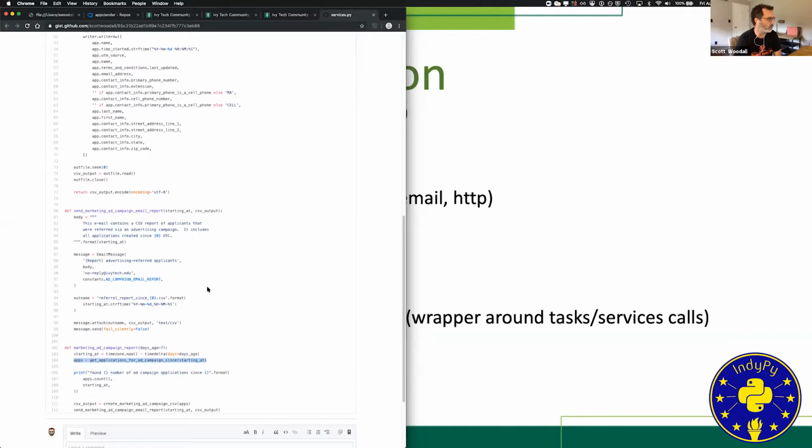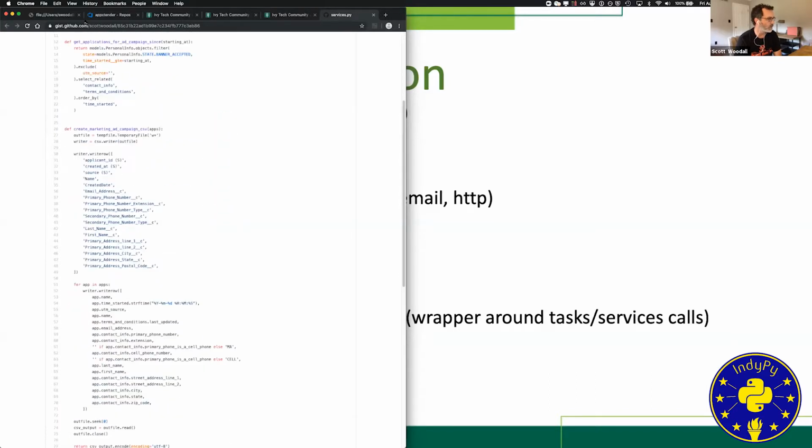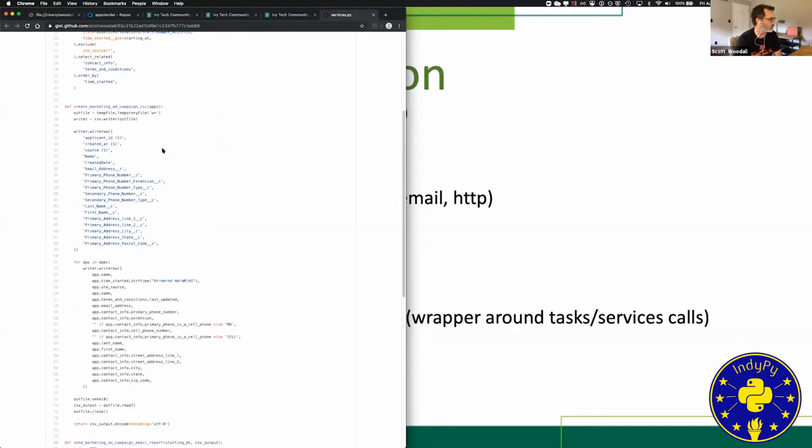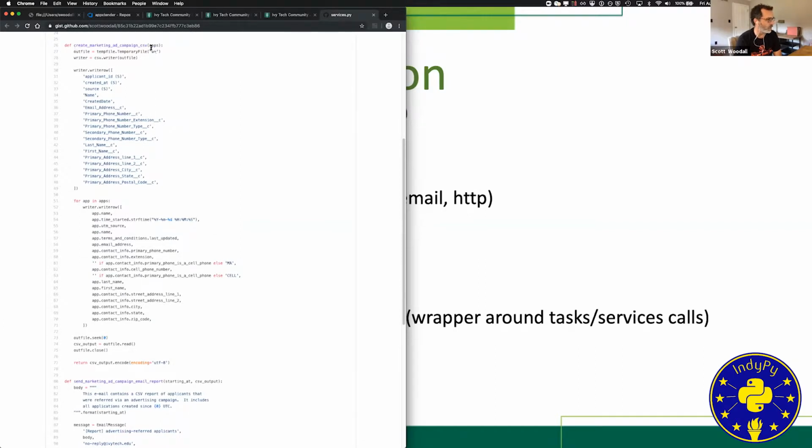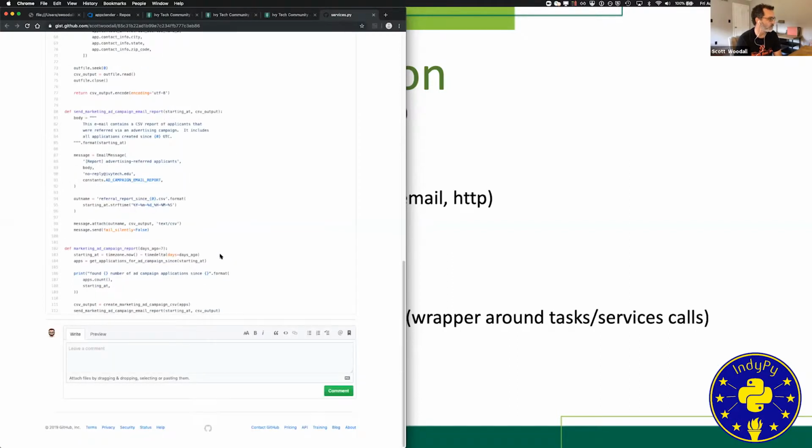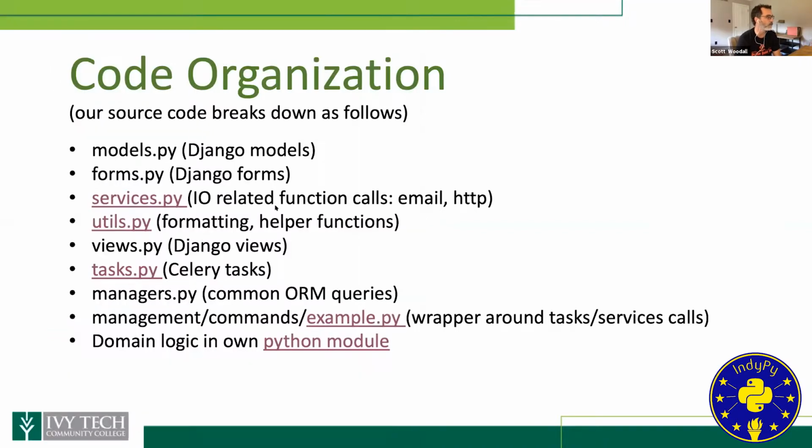Then there's create marketing ad campaign CSV. That's I/O. We're creating a temp file on disk, so this allows us to write this file to disk. And then send marketing ad campaign email. This is going to make another I/O call, sending out this email. And then this function down here is just a wrapper around all those three other functions defined there.